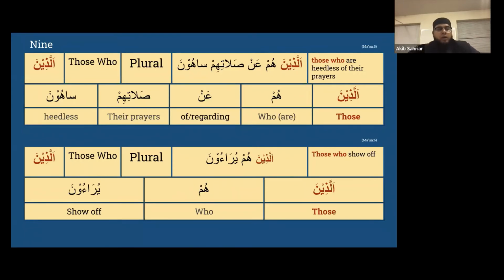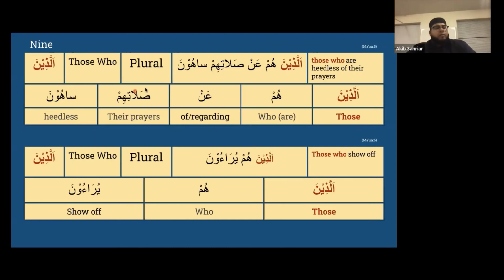So it means regarding or of, connected to, or it has different meanings depending on the context, right? But I think of is the simplest one. If you talk of something, or you refer to something, then use the word an. So in this verse, Allah subhanahu wa ta'ala is talking in regards to their salahs, or their prayers, right? Of their salahs. So alladhina, those whom they are, an salatihim, regarding their prayers, right? An, regarding, salatihim, their prayer.